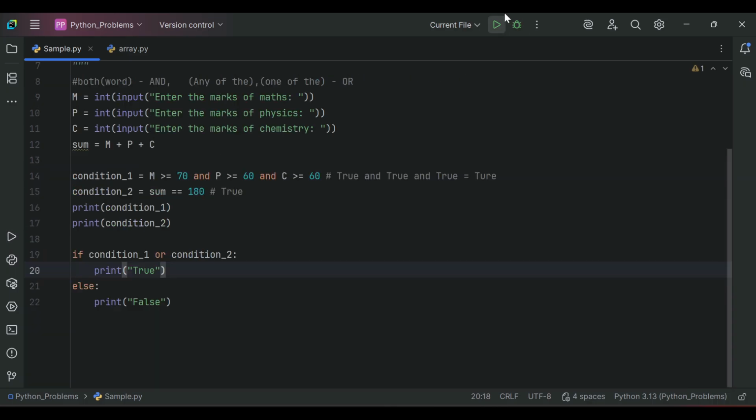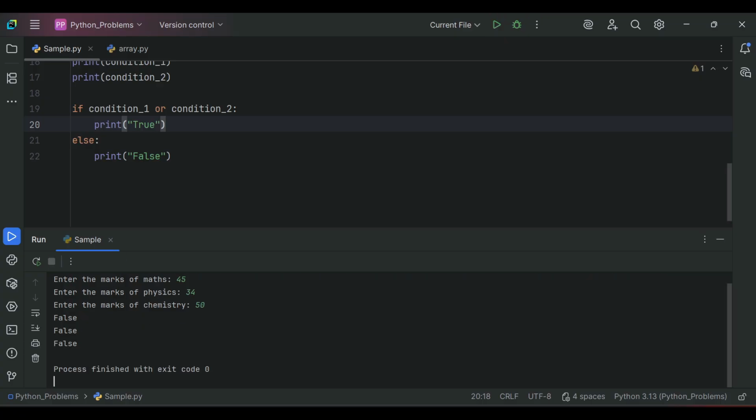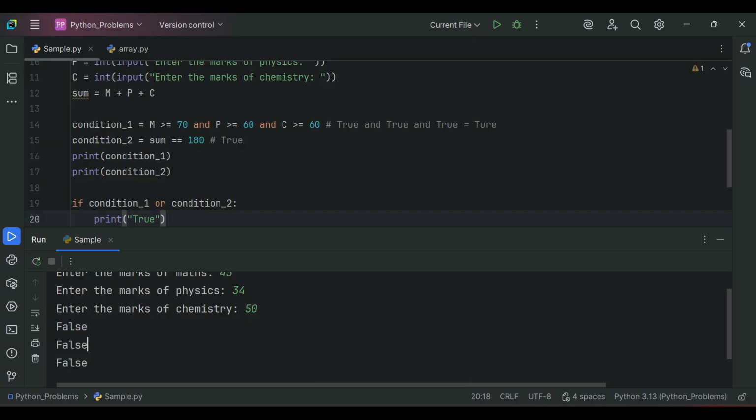Okay, suppose I give one more result. Here maths I am giving 45, physics I am giving 34, and chemistry I am giving 50. See here, the first condition is false. Why? Because here maths is not greater than 70, physics is not greater than 60, chemistry is not greater than 60. All the given conditions are false. That's why the condition one is false, and the sum is not equal to 180.